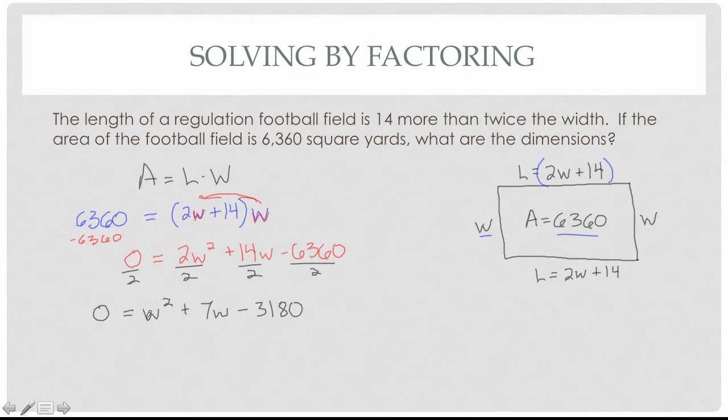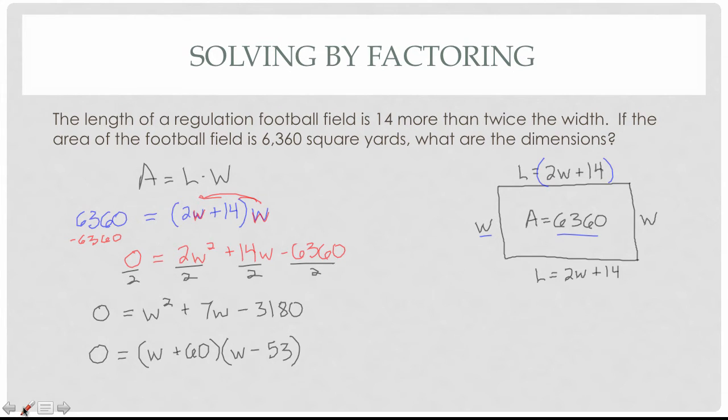I've got a leading coefficient of 1, so now I just need two numbers that multiply to c, so negative 3,180, but add up to 7. And if you play around with that, let's see here. I'm going to pull up my calculator. I'm going to do 3,180. I'm just going to look for factors that divide it evenly. So 3,180 divided by 60. And the numbers I'm looking for are plus 60 and minus 53. Those add up to 7, but they multiply to negative 3,180.